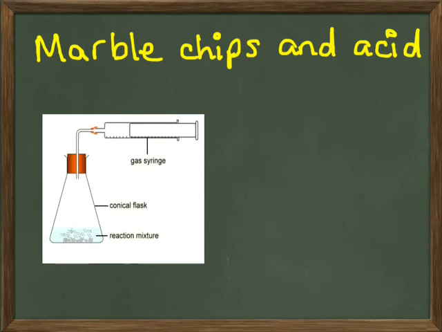Last lesson you looked at the marble chips and acid reaction, which is the reaction between calcium carbonate and hydrochloric acid. So in the experiment, you reacted the two together in a conical flask, and you collected the gas given off in the gas syringe, and you measured this every 10 seconds.